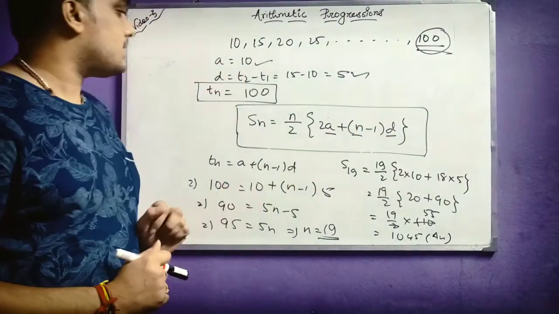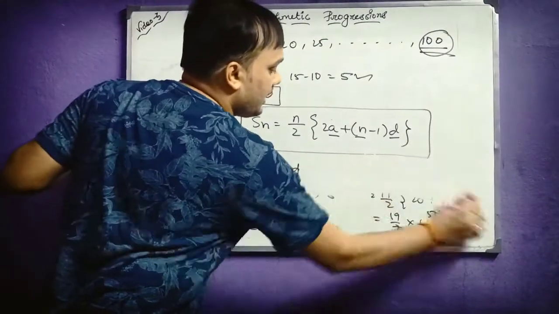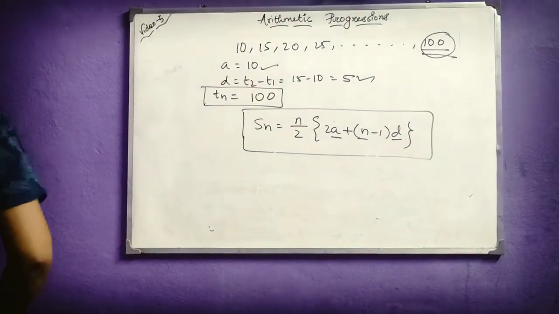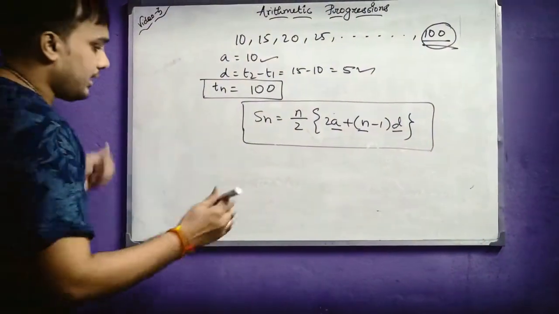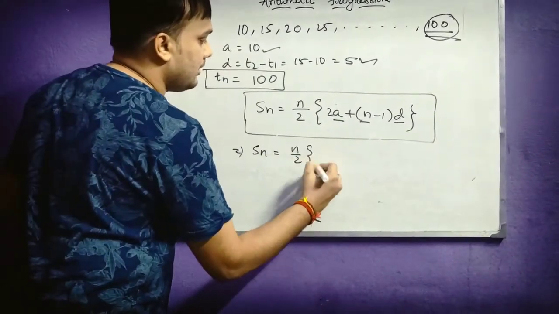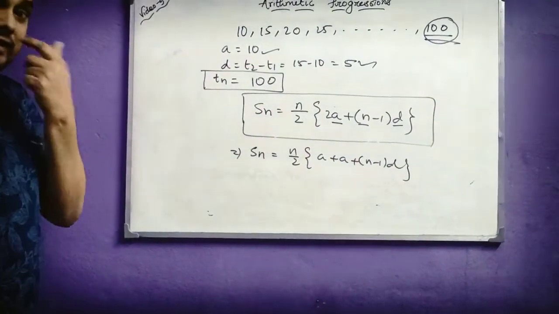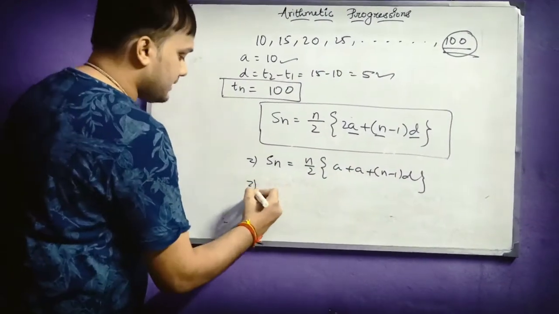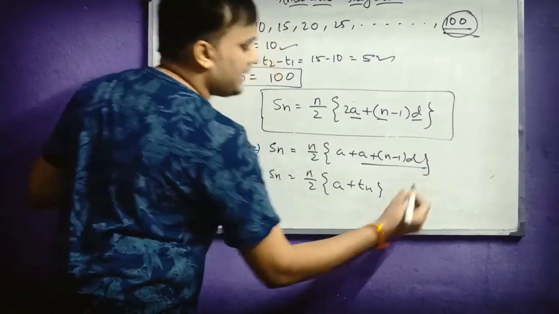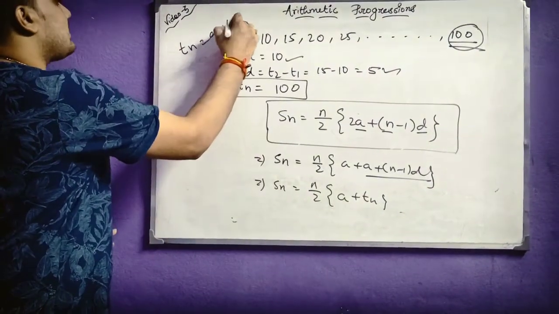Okay, but students, one more thing I will be explaining here, that we can also get another formula from this formula itself. Just pay your attention here, you will understand what that other formula is. If I go on further solving this, we will write Sn equals n by 2 into a plus a plus n minus 1 into d, as 2a can be broken as a plus a. That means Sn is equal to n by 2 into a plus tn. Why? Because a plus n minus 1 into d is Tn. Tn equals a plus n minus 1 into d.